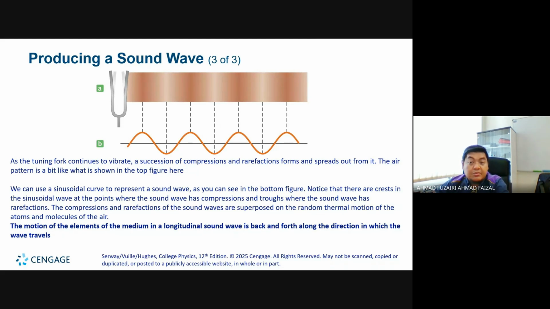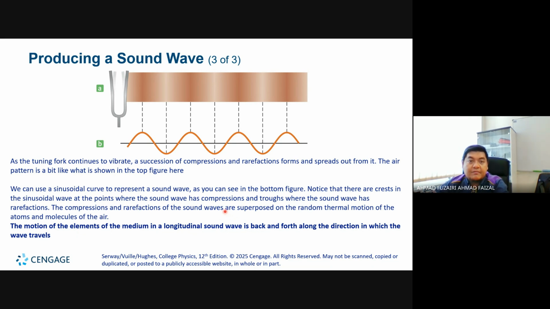As the tuning fork continues to vibrate, a succession of compressions and rarefactions forms and spreads out from it. It spreads through the air, and the air pattern is a bit like what is shown in the top figure here. We can use the sinusoidal curve to represent a sound wave, as you can see in the bottom figure. Now we have seen that the motion of air molecules near a vibrating object is back and forth between regions of compression and rarefaction.